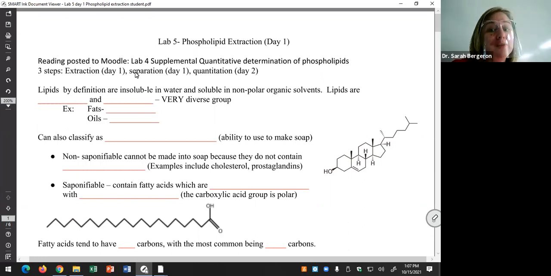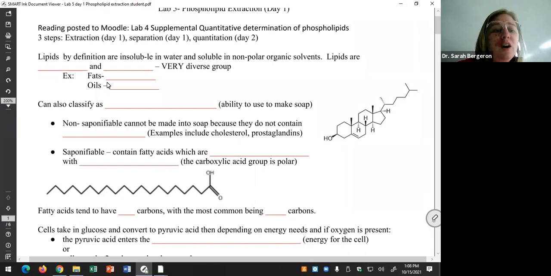So what we're going to do is extract out primarily the phospholipids, then we're going to separate the phospholipids, and then on day 2 we're going to quantify the phospholipids. And when I say day 2, I mean lab period 2, right? Okay, so let's talk about lipids in general.